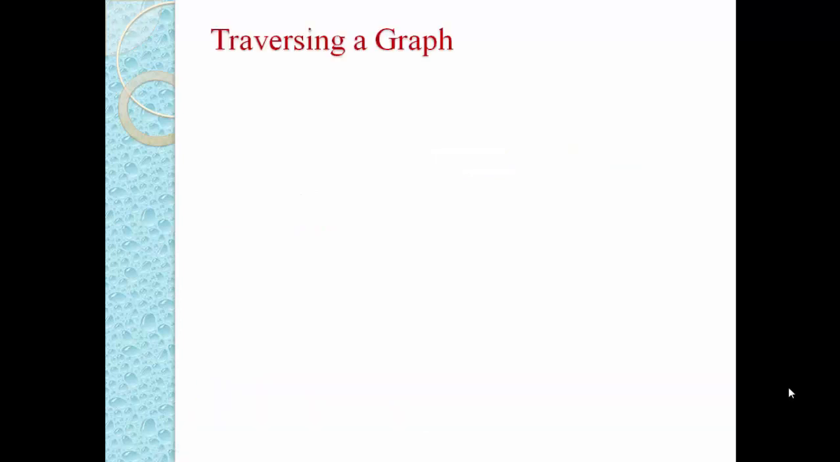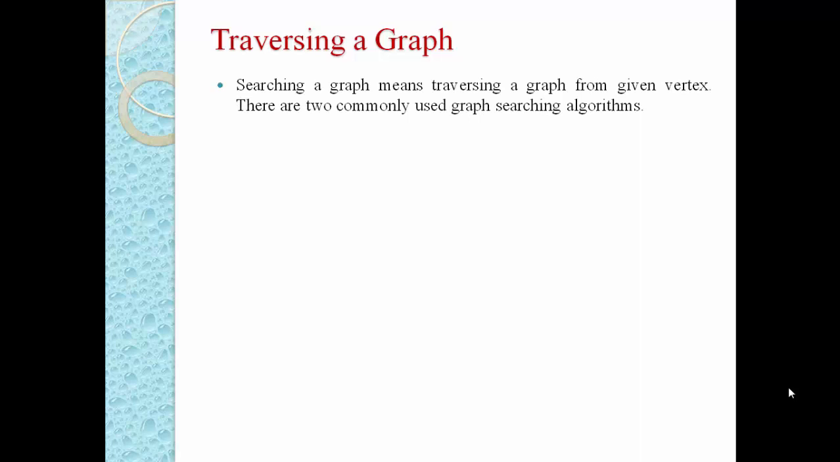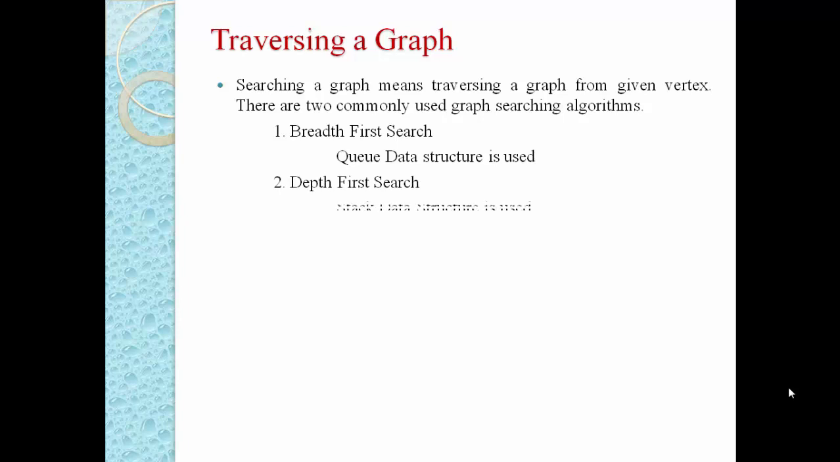To traverse the graph or to visit different nodes of the graph, we have certain methods. The first method is breadth first search. We already discussed this method in our previous video. In that, we use a queue data structure to visit different nodes of the graph. The next method is depth first search, in which we use a stack data structure. So today in this video we will discuss the depth first search algorithm.